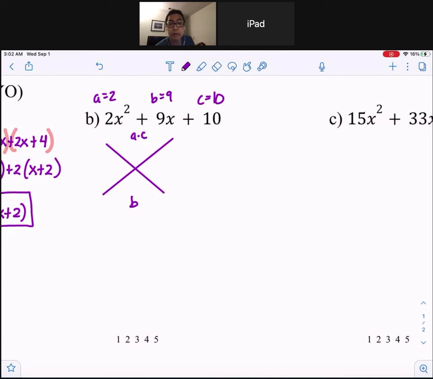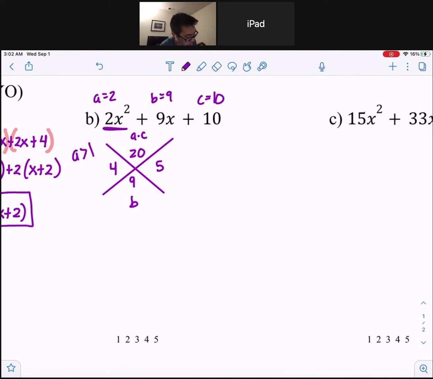A times C up top, B on the bottom. Our A times C, 2 times 10 is 20. Our B value is 9. Two numbers that multiply to 20, but added together give you 9. That is 4 and 5. And everyone, A is greater than 1. The leading coefficient, you guys, is greater than 1, which means you have to factor by grouping.